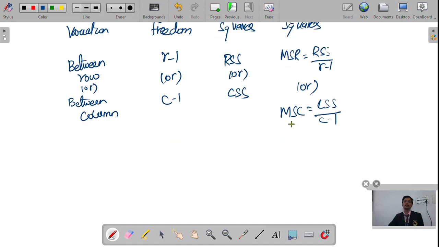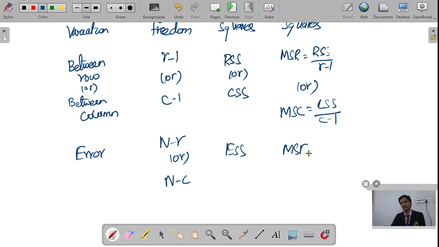Then for the error value, error has two kinds of formulas. The first one is n minus r for row wise, and n minus c for column wise. Here ESS is used. So MSE is ESS by n minus r for row wise, or ESS by n minus c for column wise.